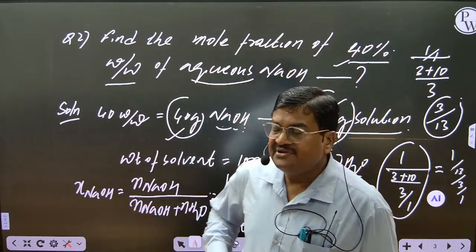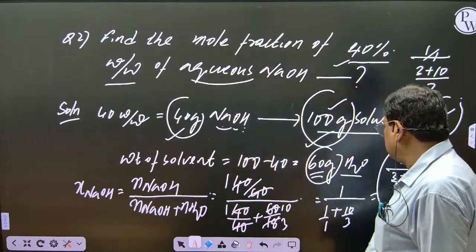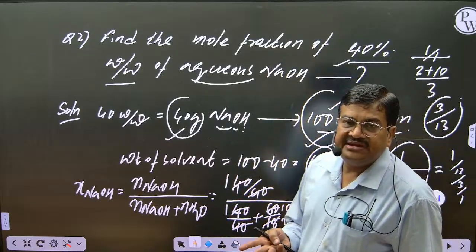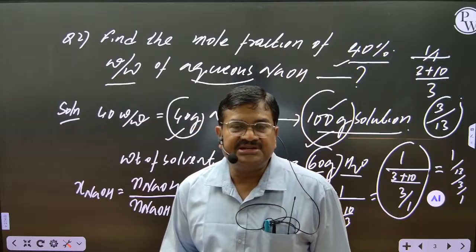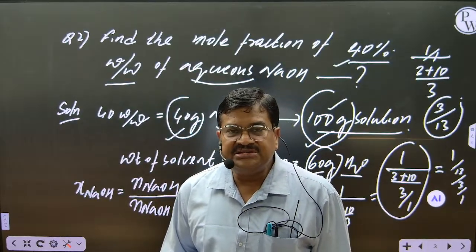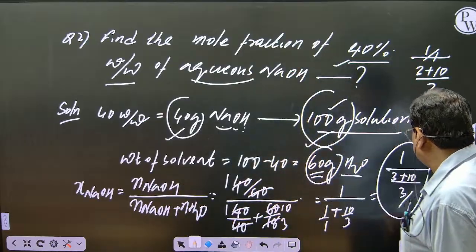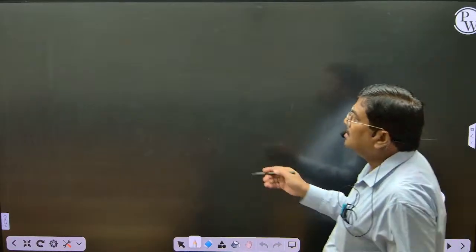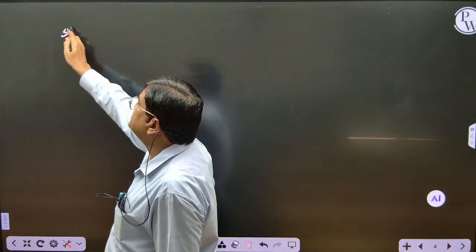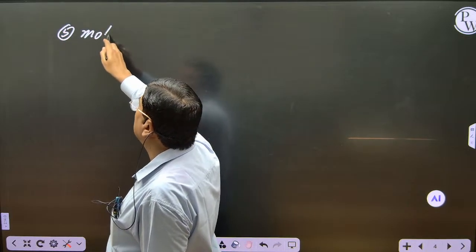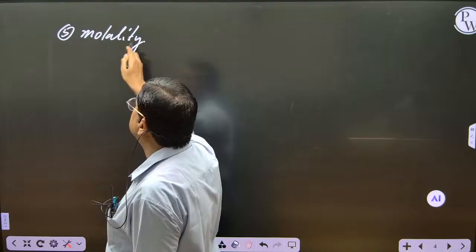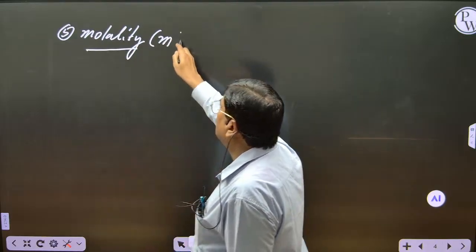Clear, friends, all of it? Next, write molality. Till now, what are the concentration terms we studied? Mass percentage we learned, volume percentage we learned, mass by volume percentage we learned, mole fraction we learned. Now write molality. Molality, the fifth concentration term, right? Molality is shown by the symbol what? Small m.